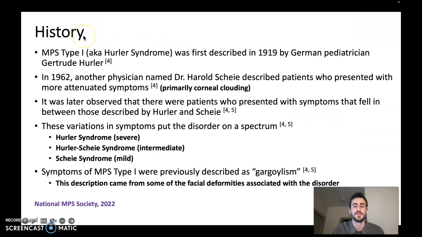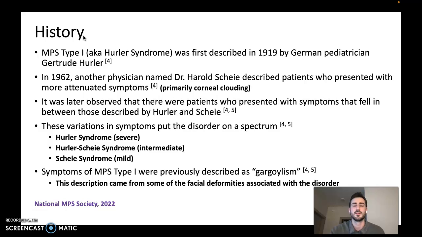Jumping into the history, it was in 1919 that German pediatrician Gertrude Hurler observed infant patients with some pretty interesting facial deformities, as she would describe them, and this came to be known as gargoylism. The first name for MPS was actually Hurler syndrome. And it wasn't until 1962 that another physician, Dr. Harold Scheie, described patients who presented with more attenuated symptoms of Hurler syndrome. So it got the name Scheie syndrome. And this was primarily corneal clouding.